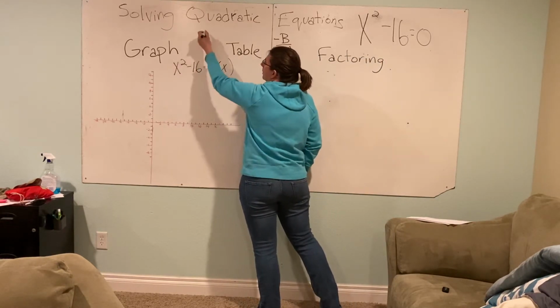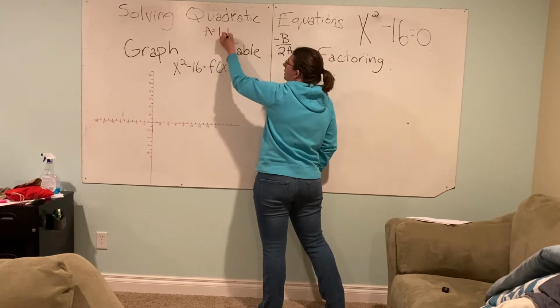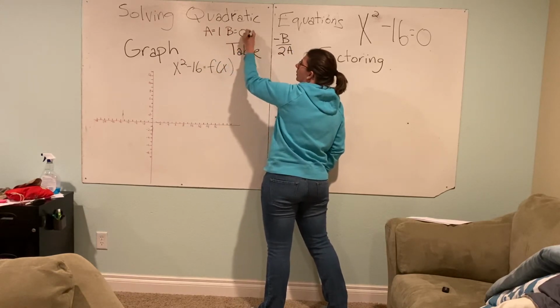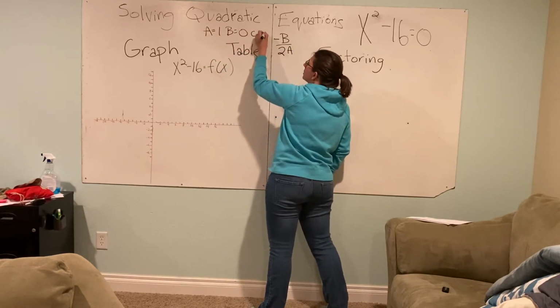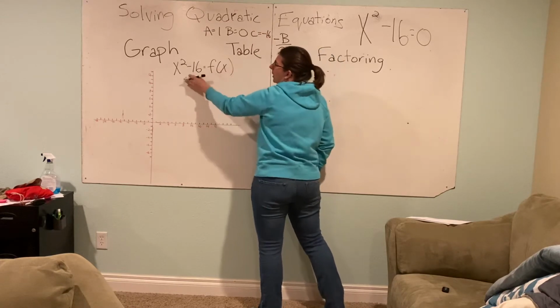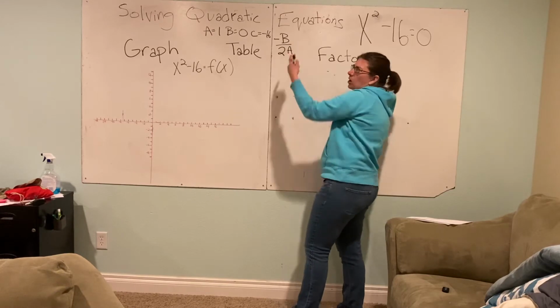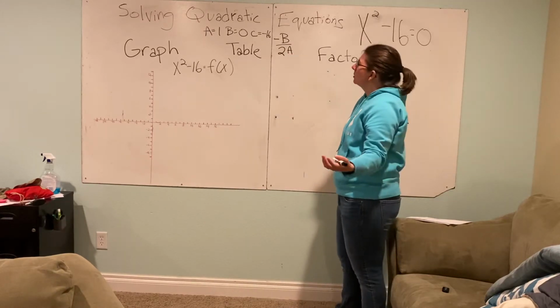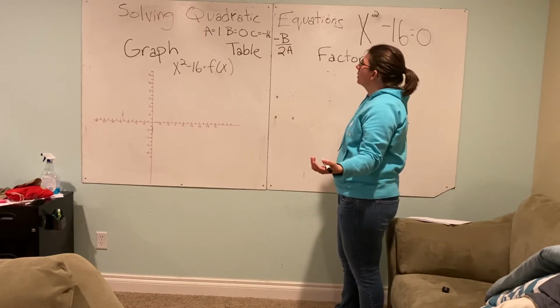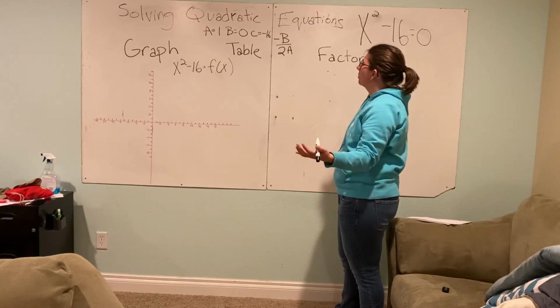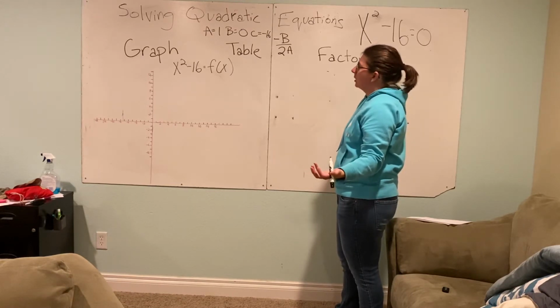A here is 1, B is 0, C is negative 16, right? Because there's no x term, so B has to be 0. So opposite of B, opposite of 0 is 0. 0 over 2 times 1, 2 times 1 is 2, 0 over 2 is just 0.